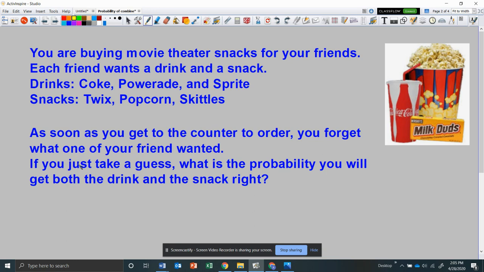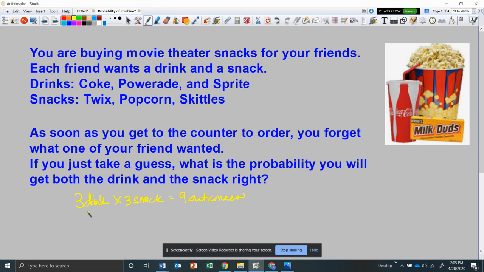If you just take a guess, what's the probability you'll get both the drink and the snack right? Well, I've got 3 drink choices and 3 snack choices, which means you're going to have 9 outcomes. Okay? And we can actually say what all those outcomes are.